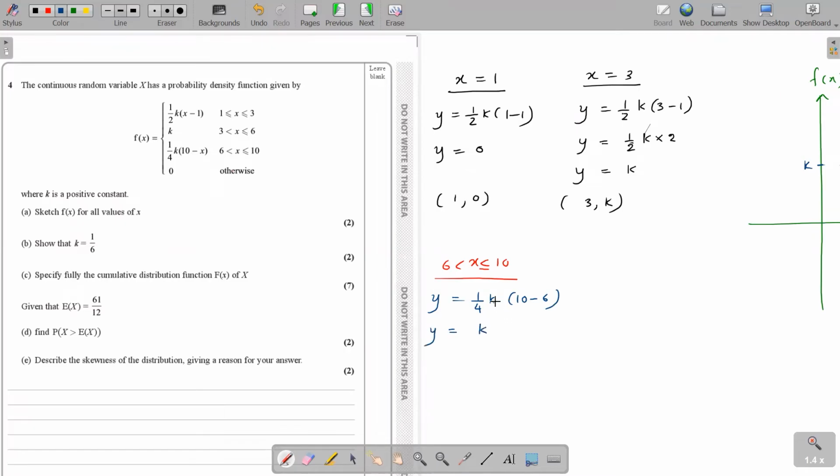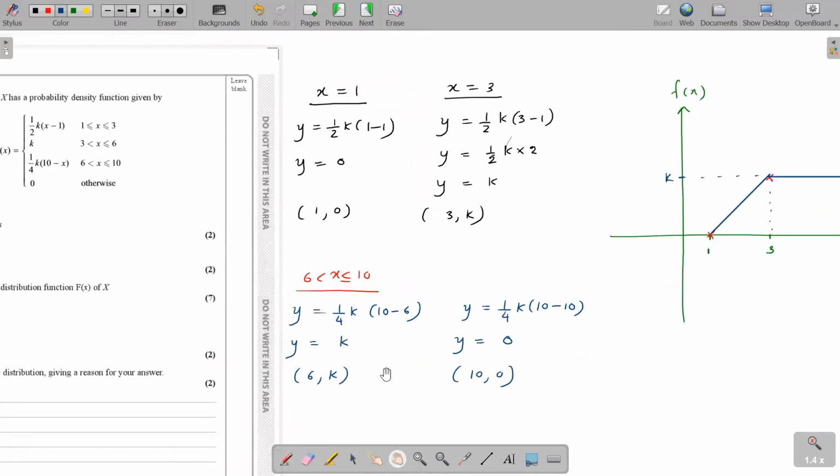Do you agree? 1 over 4 k times 4. The 4 and 4 will cancel, so y equals k. Basically, at 6, the y coordinate is k. And at 10, when x equals 10, 1 over 4 k times (10 minus x). For x, I'll use 10. So what do I get here? y equals 0. Basically, when x is 10, y is 0.